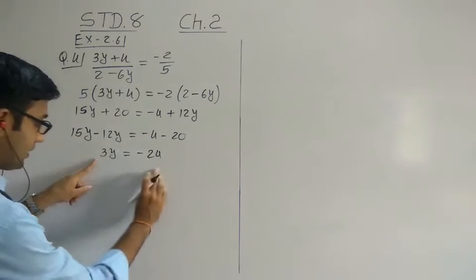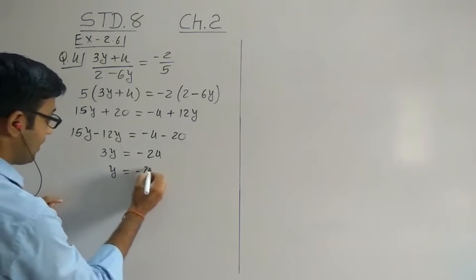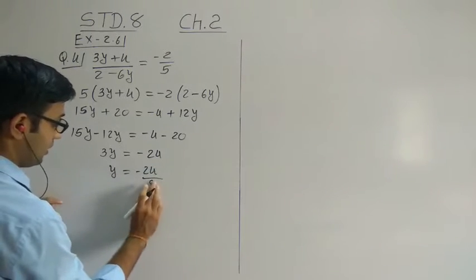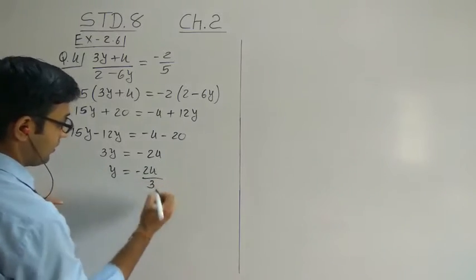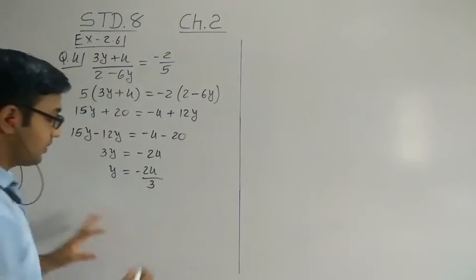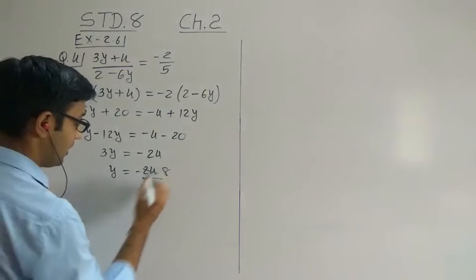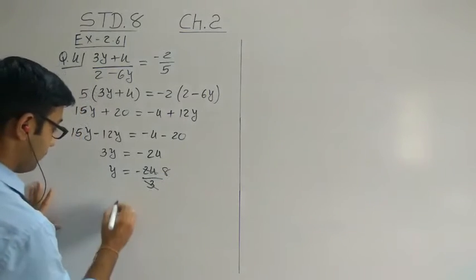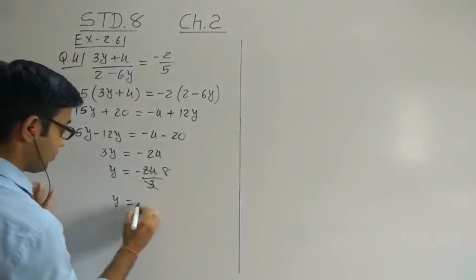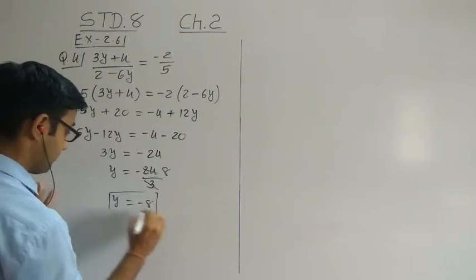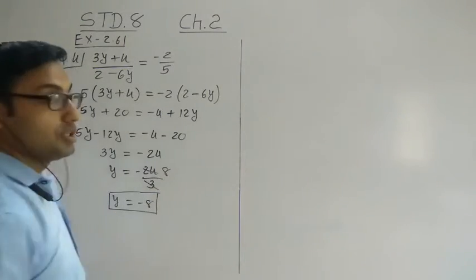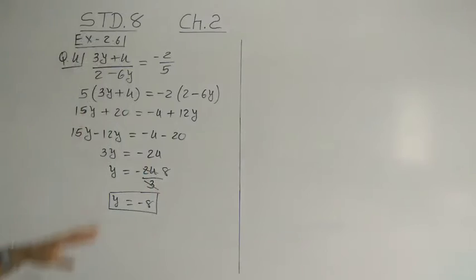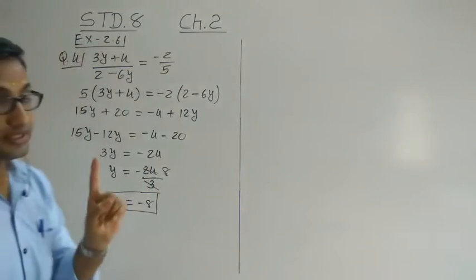Now take this 3, we get y is equal to -24 upon 3. We can cancel it: 3 eights are 24. So we get the final answer y = -8. So this is how to solve this kind of equation when this kind of situation is given.